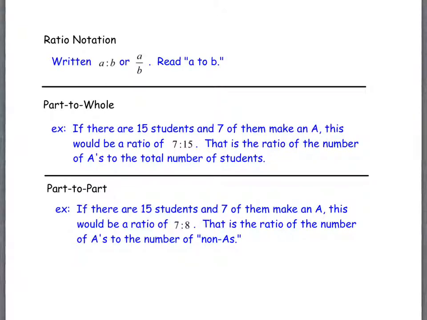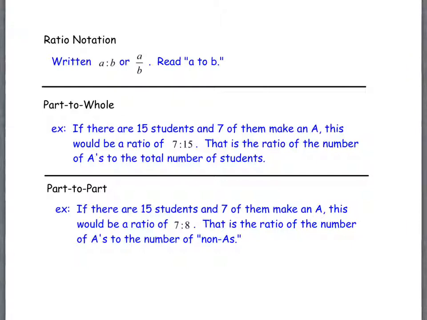All right, so to start with, a ratio can be written in one of three ways. It can be written with a colon between it, so we read that A to B. Or it can be written as a fractional kind of view, A over B. And either one of them, when we're talking about actually a ratio, we read this as A to B.